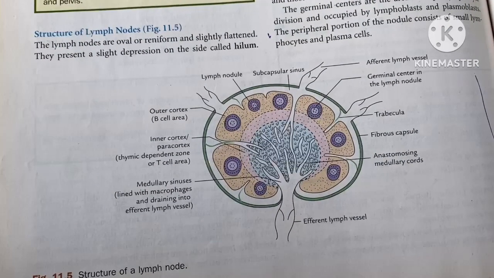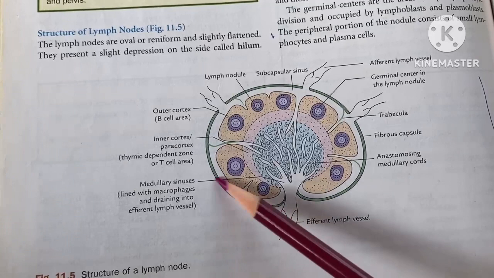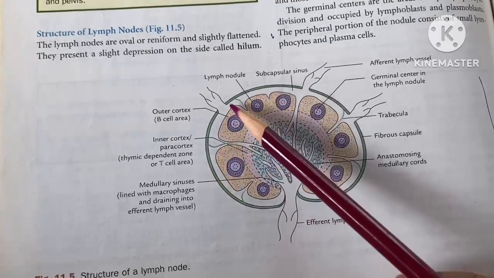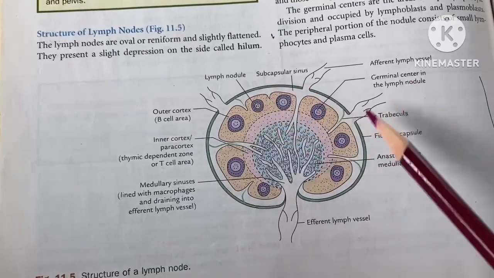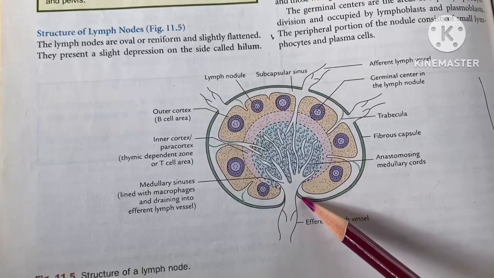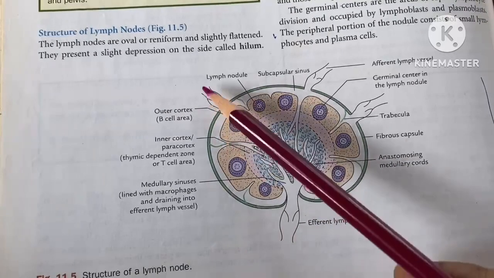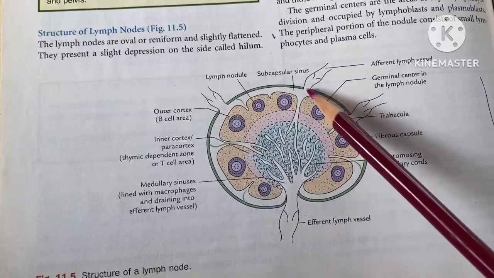So the lymph node is surrounded by a capsule. It is bean shaped. It receives many efferent lymph vessels.